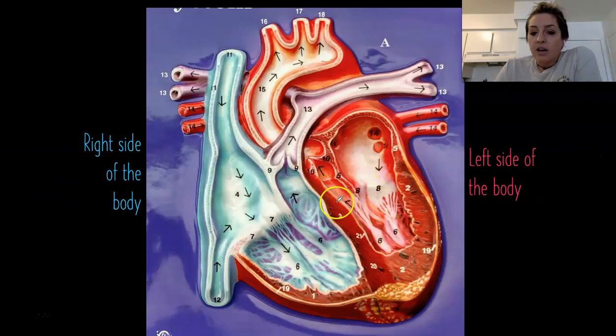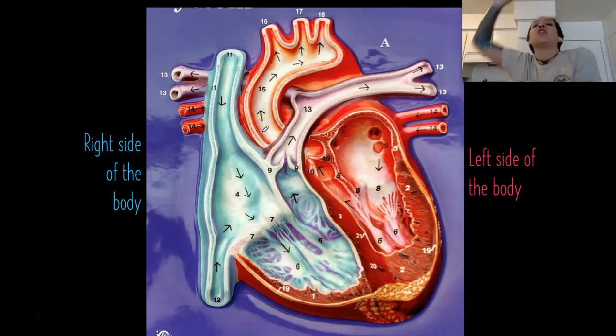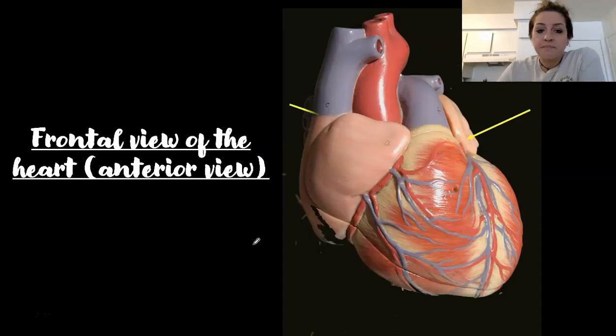All right, so recall, which side is more muscular, the right or the left side? Well, the left side of the heart is going to be much thicker than the right side of the heart, because the right side of the heart is only pumping blood to the lungs, whereas the left side of the heart is pumping blood to the entire body. So it needs these thick muscular walls to really pump blood out to the rest of the body. And so the left side has the thickest wall compared to the right side.